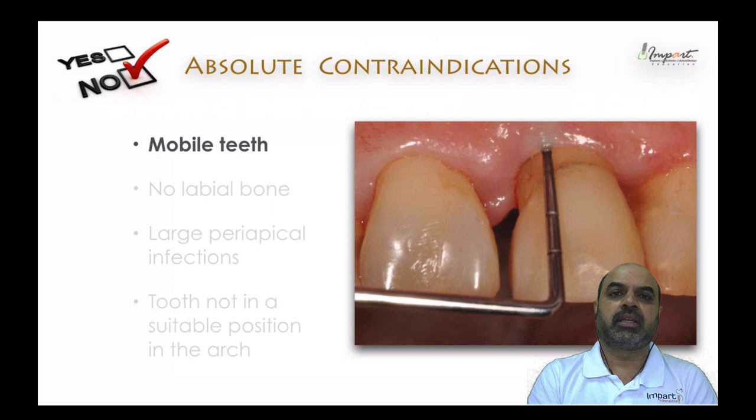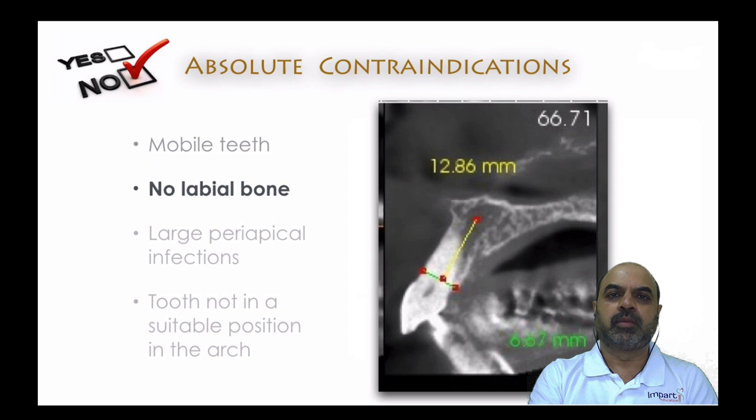And there are a few absolute contraindications wherein clinicians should never attempt a partial extraction therapy. One of them is mobile teeth. So never ever attempt a socket shield or a PET on a mobile tooth. Never ever do it when there is no labial bone. So one of the keys for success is the intactness of the labial bone, which will be supporting the shield. So if there is a clinical situation where there is a dehiscence expected post extraction, that is not a case that has to be chosen for a PET procedure.